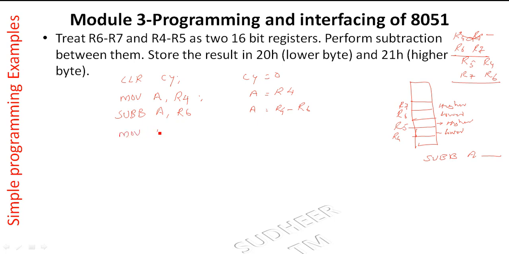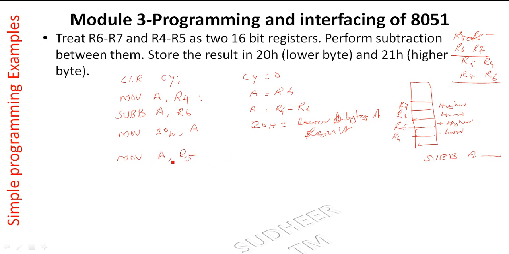So move 20h comma accumulator. So 20h is equal to the lower byte of the result. The lower byte of the result is there; we saved it already to 20h. Okay, next we need to subtract the higher order bytes. For that we need to bring R5 to the accumulator. So the instruction is move A comma R5.